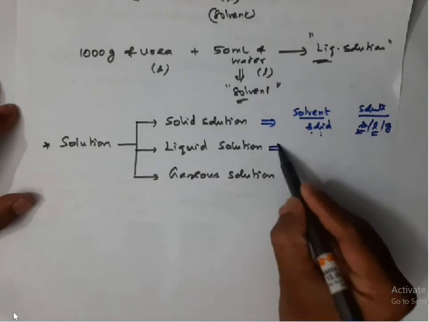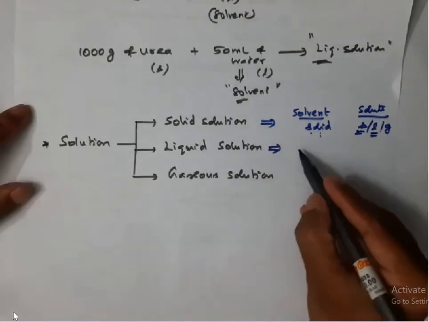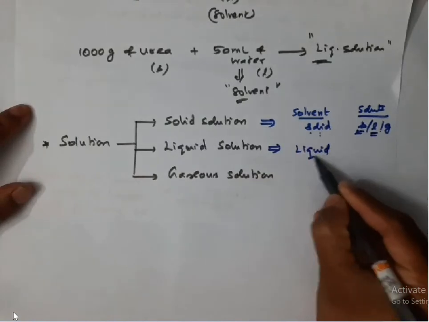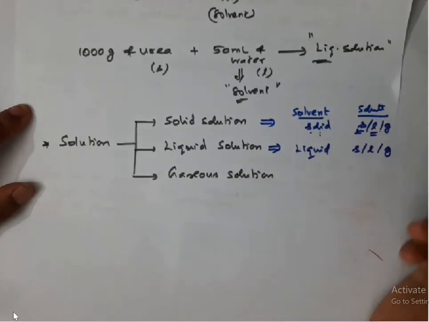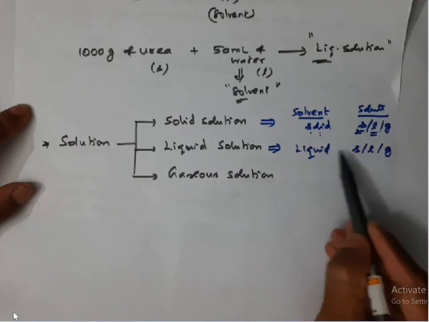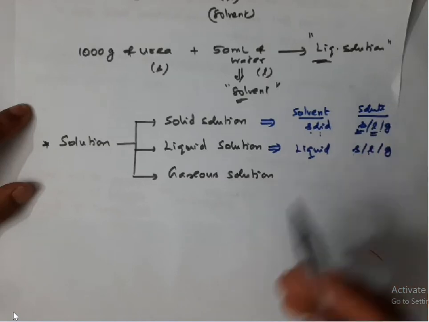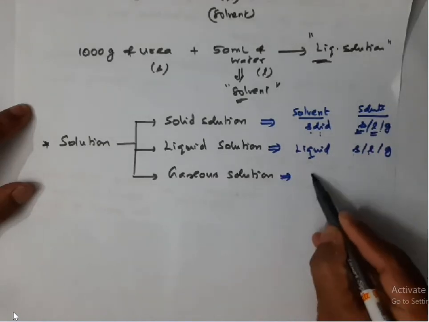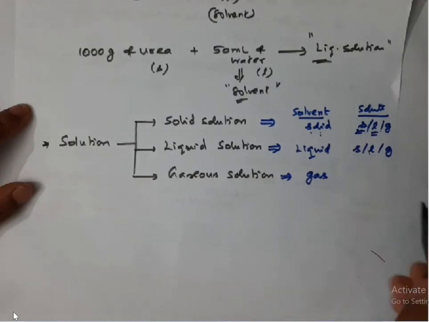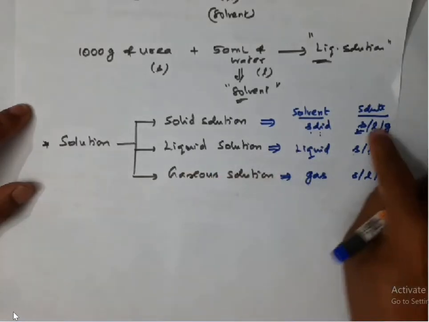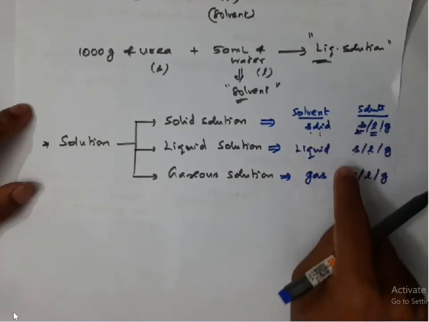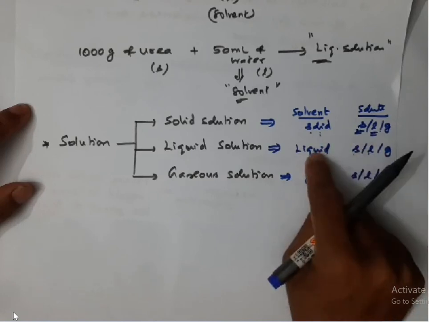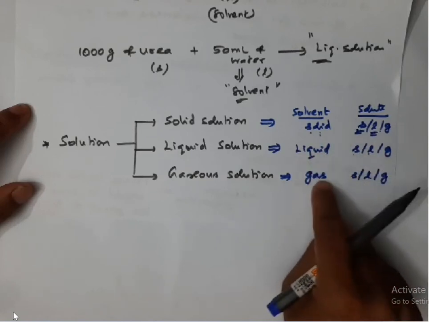Then in liquid solution, solvent should be liquid. If I say a solution is liquid solution, solvent should be liquid, and solute can be solid or liquid or gas. So here also we have solid in liquid, liquid in liquid, gas in liquid. Similarly, in gaseous solution, solvent should be gas, and your solute can be solid or liquid or gas. Therefore, we have 9 types of solutions: solid in solid, liquid in solid, gas in solid. Then solid in liquid, liquid in liquid, gas in liquid. Then solid in gas, liquid in gas, and gas in gas.